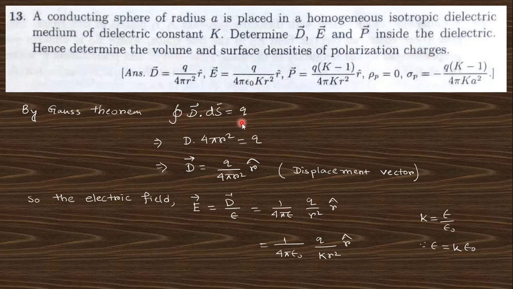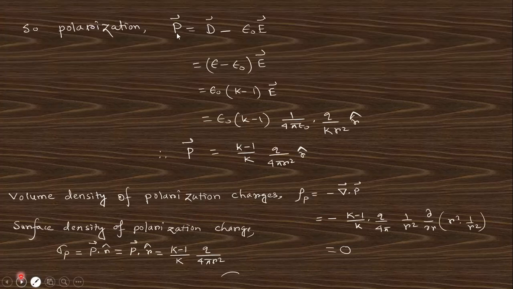Right. So from Gauss theorem you get the displacement vector. From the displacement vector we can find the electric field, and from the electric field we get the polarization, and this is the polarization. After getting the polarization, we can find the density of polarization, that is divergence of P. So this will be like that. And for surface charge density, this is P dot n, and n is along the r cap, because of the spherical symmetry you will get this expression. Clear. So this is a constant, that's why this is 0, and for this you will get this expression, right?